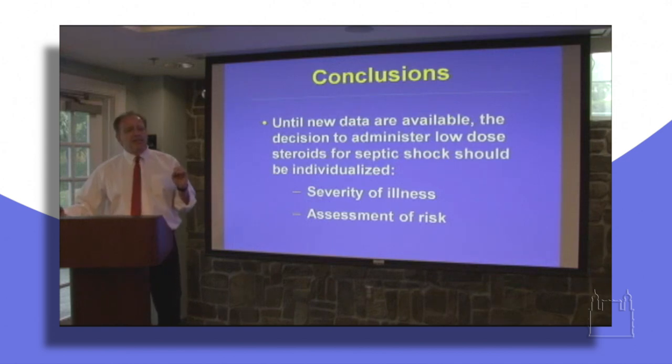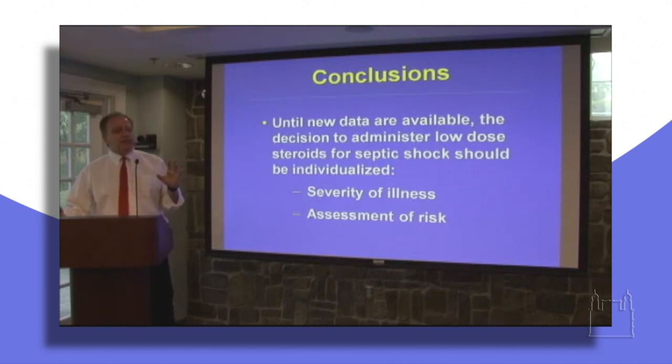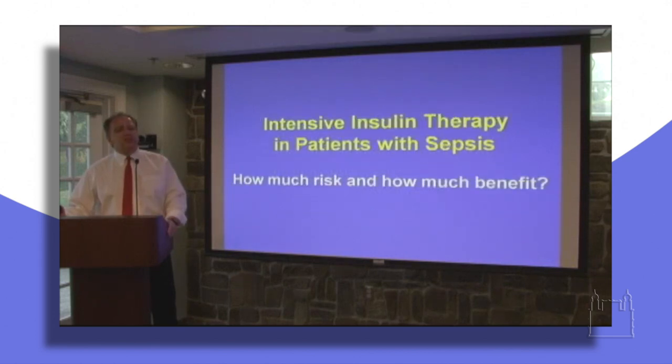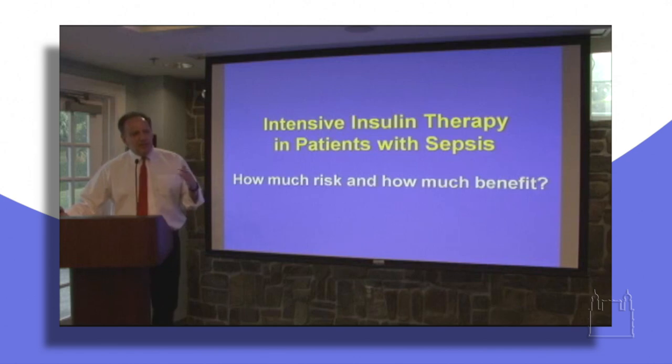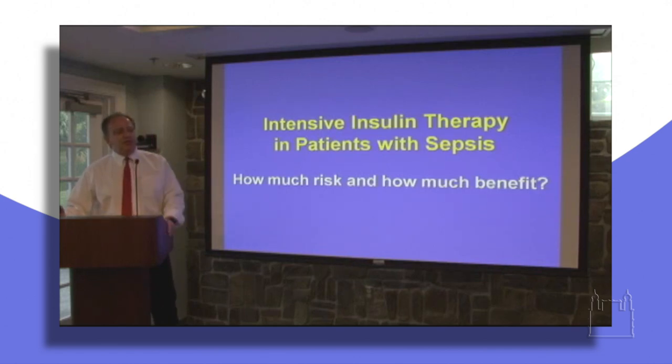I hope these studies in this section have helped you understand the I-squared, understand meta-regression again, and given you an idea of what the funnel plot does and why the issue of publication bias is important. Let me go now to the last topic, where I'm going to show you what a sensitivity analysis is. It's intensive insulin therapy in patients with sepsis. How much risk and how much benefit?